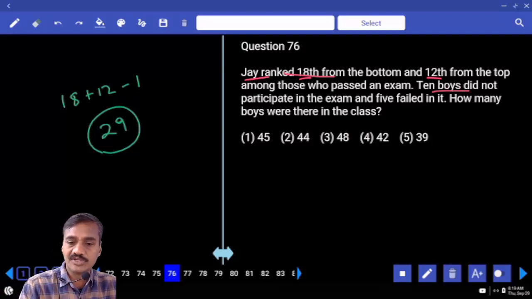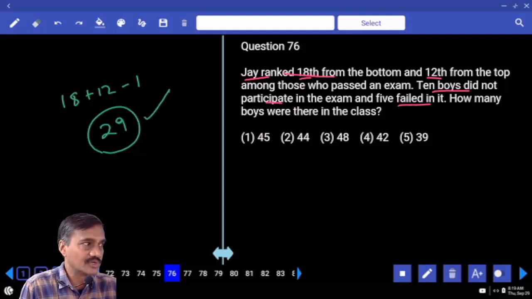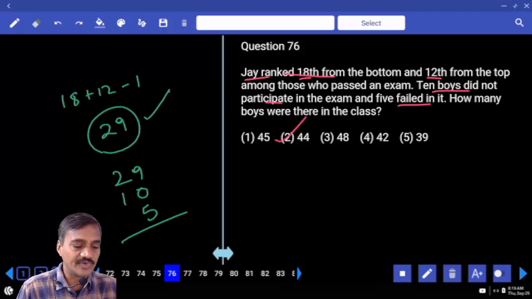And 10 boys did not participate in the exam and 5 failed in the examination. Now here he is talking about the students who have passed, and 10 students did not attend the exam and 5 students failed. 29 plus 10, 39 plus 5, total how many? 44 students.